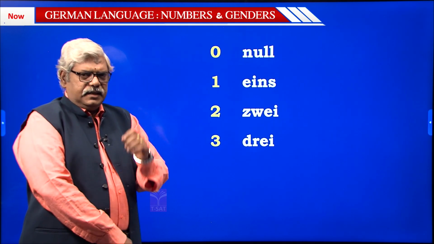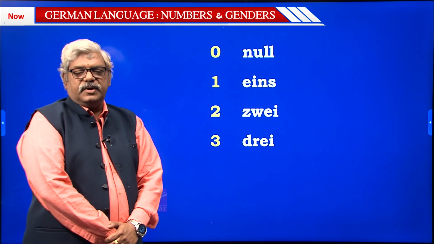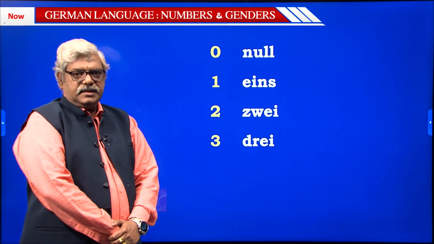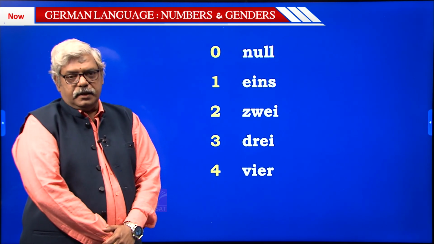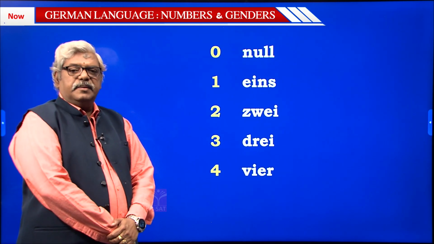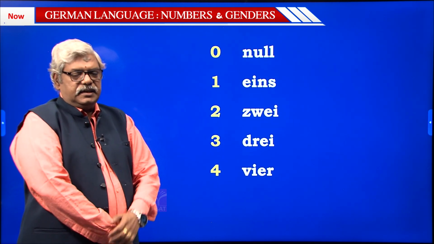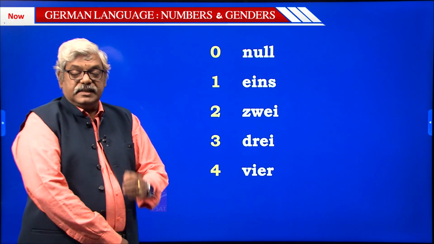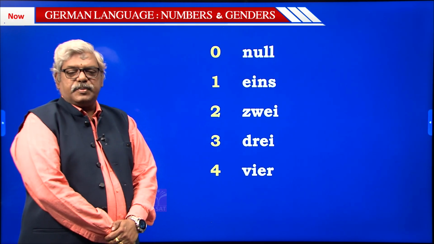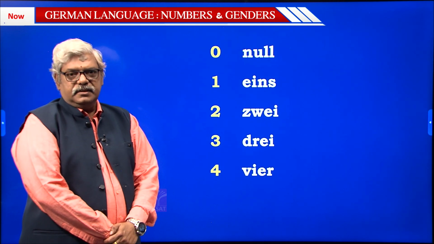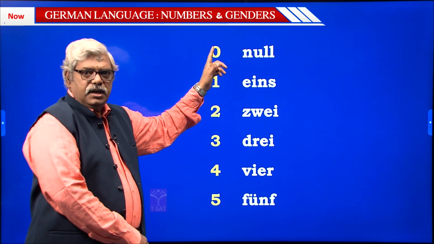Next, drei. Doesn't this sound somewhat like Sanskrit? Yes, it sounds somewhat like Sanskrit, right? Next, vier. Remember when we learnt about the alphabet in the previous episode, the sound F is given for the letter V. So V is always pronounced with the sound of F. That's why vier.